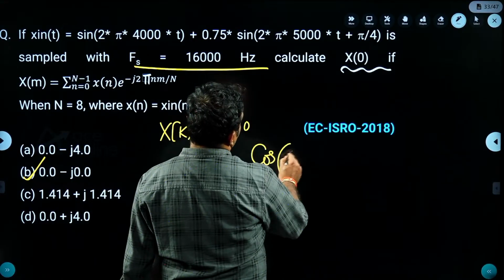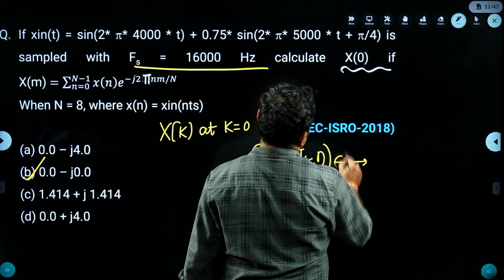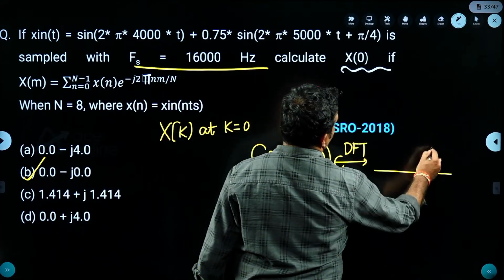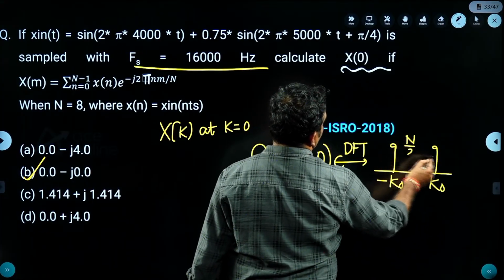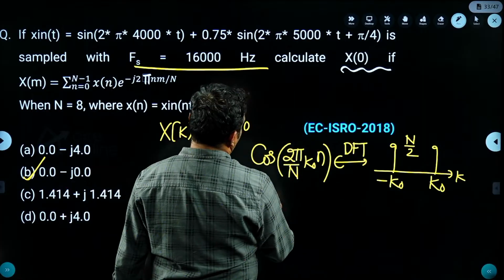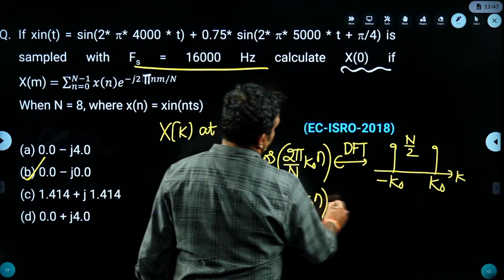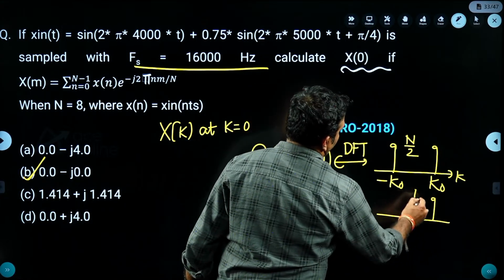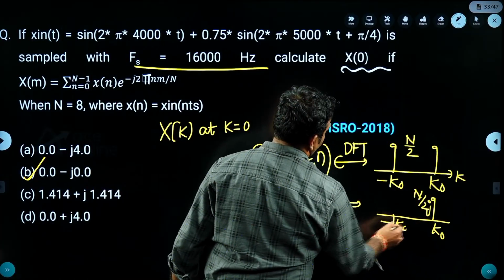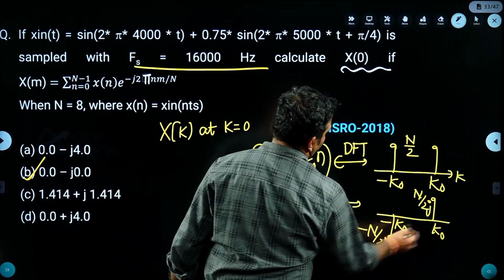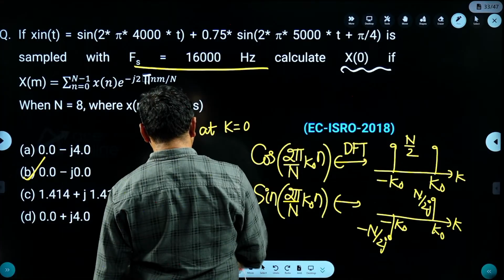For your understanding, suppose we are choosing cos (2 pi by N) k naught n. The standard DFT result is, it will have two impulses at plus k naught and minus k naught in frequency domain. Sin (2 pi by N) k naught n will have again two impulses, N by 2j and minus N by 2j. When you look at the spectrum very clearly, there is no value at origin.